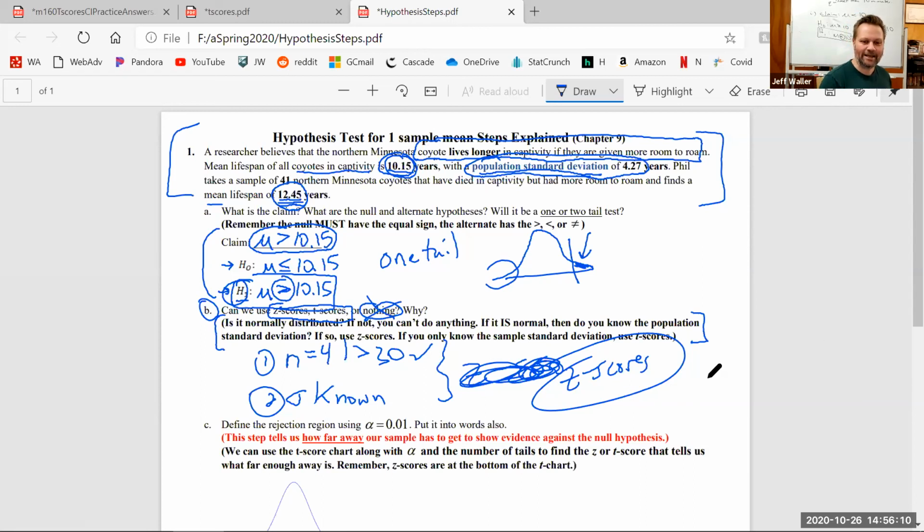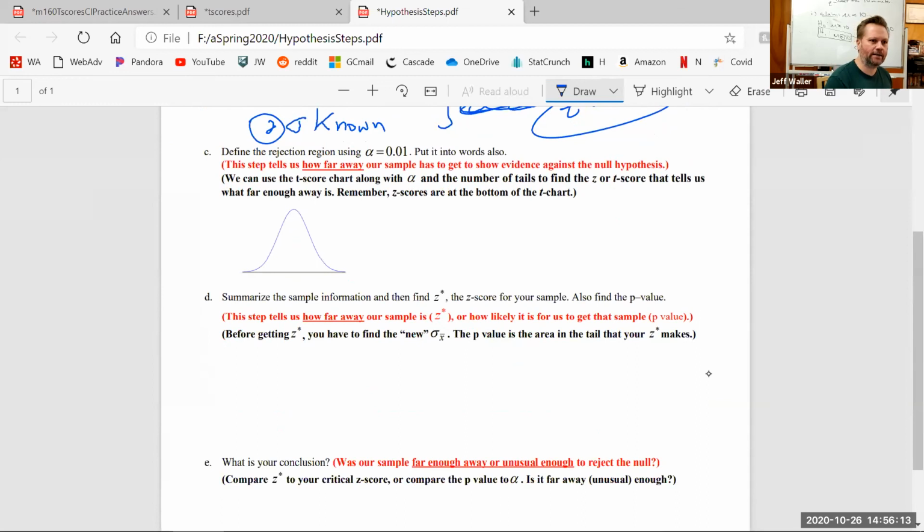All right, I think that's enough for today. Part C is where we define what far enough away is. This is not that big of a deal really. And then part D is where all the work happens. And then of course, the last thing we have to do is write a conclusion. You know that's coming. That's a huge part of statistics: okay, you got numbers, that's good for you, but what did those numbers mean? All right, I think that's plenty. I think we're going to call it. That's a lot for today.